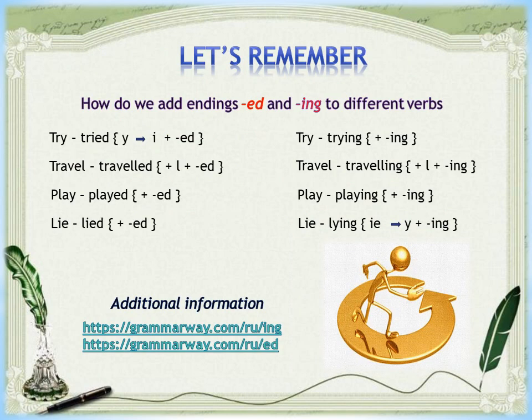Let's remember how we add the endings ed and ing to different verbs. For example, try, tried. We change y into i and add ed. Travel, traveled. We double L and add ed. Play, played. We add ed. Lie, lied. We add d.